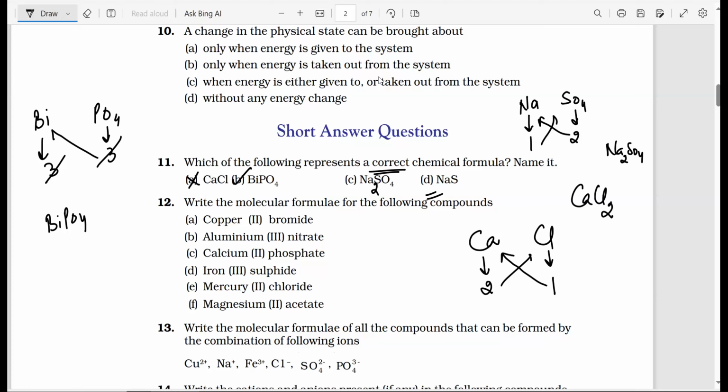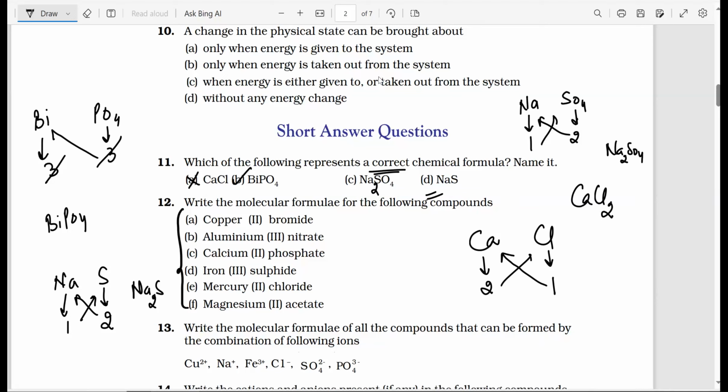Sir, it should be NaS3, I guess. Why NaS3? Na is going to have valency 1, S is going to have valency 2. So you cross multiply these two, you will get Na2S. Oh yeah, okay, sorry. Yeah. Okay.